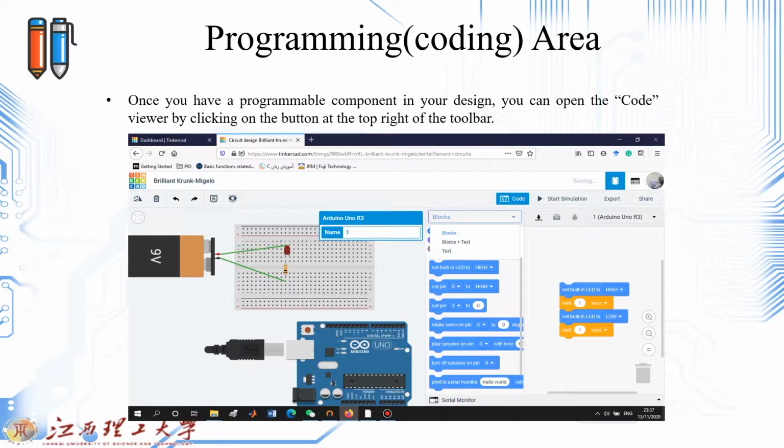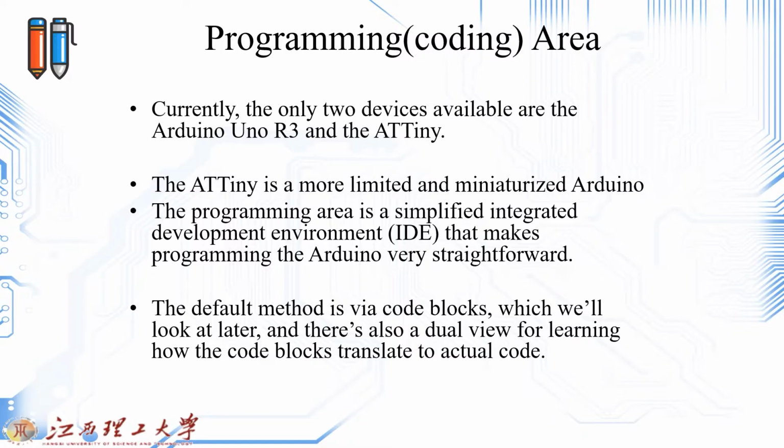Once you have a programmable component in your design, you can open the code viewer by clicking at the top right of the toolbar and start the programming for that. Let us see more about this programming. Currently, for the programming part, just the Arduino and the ATtiny are okay, plus the Arduino R3.